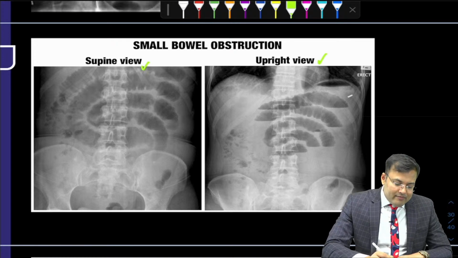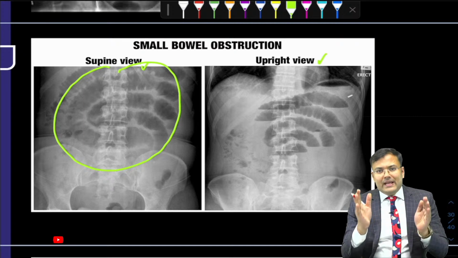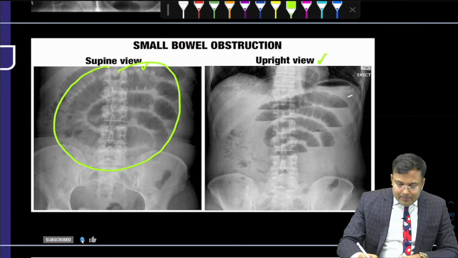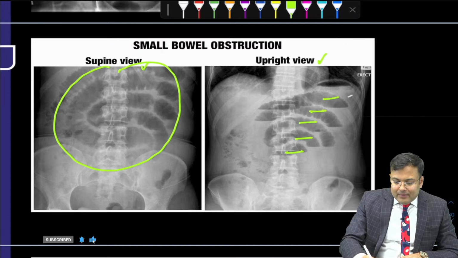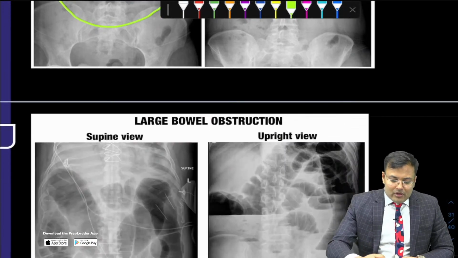If you see the supine view, you can notice multiple dilated bowel loops placed centrally, narrow in caliber, and on the upright view there is a step ladder pattern, multiple air fluid levels in step ladder pattern. What about large bowel obstruction?